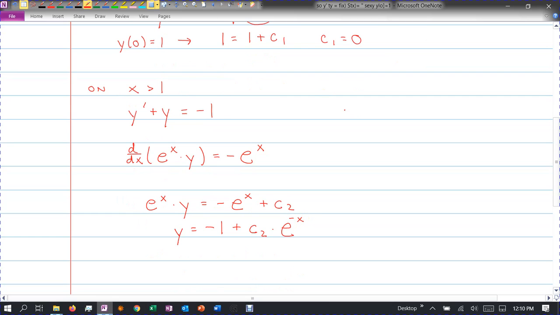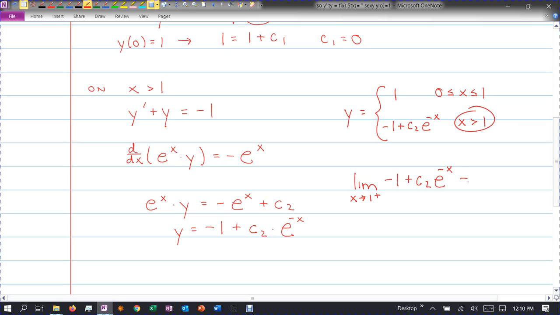All right, so now here's what we know about y. Y is equal to the constant 1 function if x is between 0 and 1. And if x is bigger than 1, it's equal to negative 1 plus c sub 2 e to the negative x. And now we need this to be continuous, and we're really only looking at 1 because that's where it switches. So we need the limit as x approaches 1 from the right, because that would put us here, of negative 1 plus c sub 2 e to the negative x. We need that to be equal to what it is at 1, which is 1.